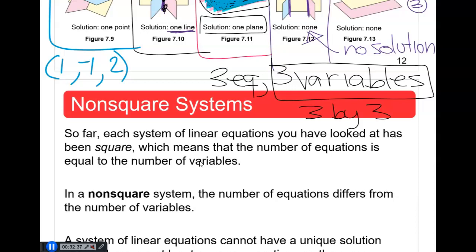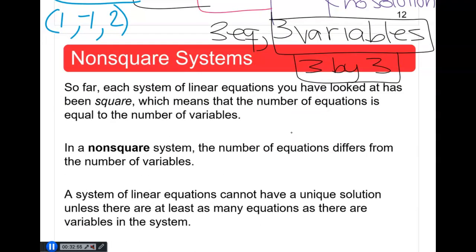So far, each system of linear equations you have looked at has been square. By square, we mean the same number of equations and the same number of variables, like 2 by 2 or 3 by 3. The example we're going to look at next is called a non-square system. And so the number of equations differs from the number of variables. It could be more equations than unknown variables, or vice versa, fewer equations than unknown variables. So just like a rectangle.